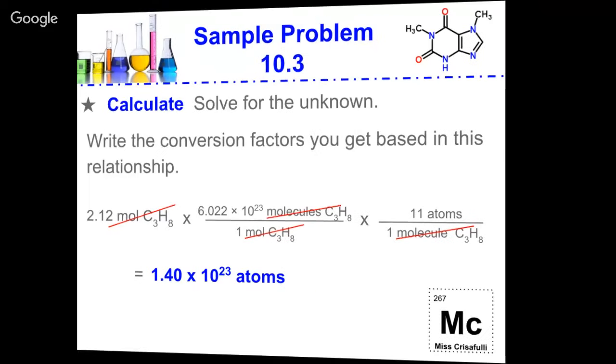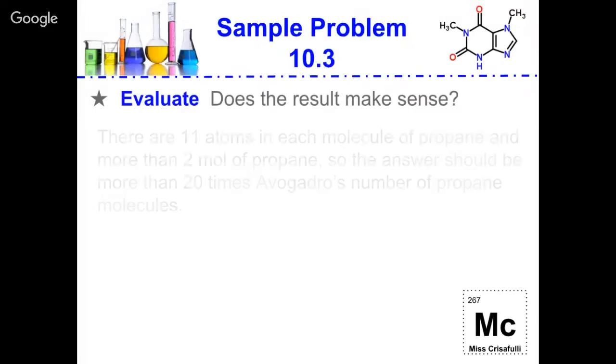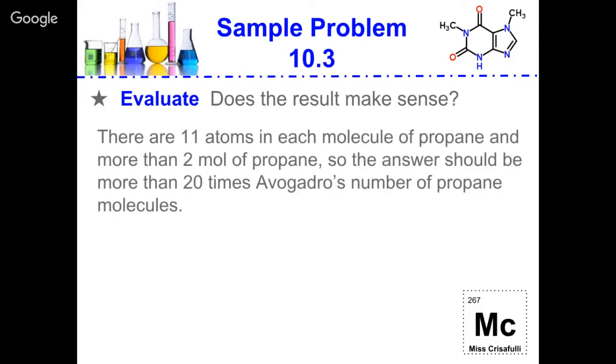All right, does that make sense? It does. There are 11 atoms in each molecule of propane and more than 2 moles of propane. So the answer should be more than 20 times Avogadro's number, and it is.